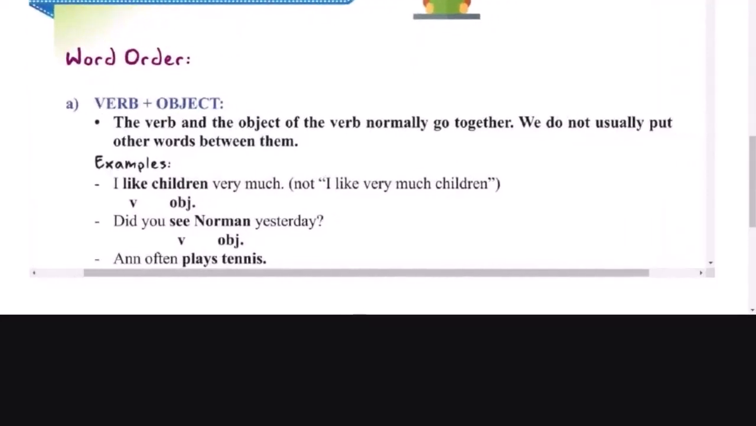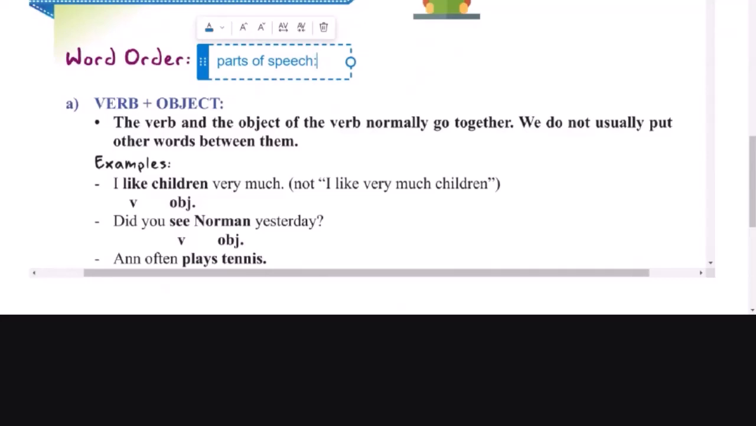adjective order than the word order. Now, in the context of word order, what I can recommend is practicing identifying the parts of speech. We have to identify the parts of speech.